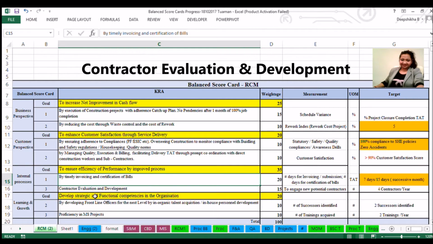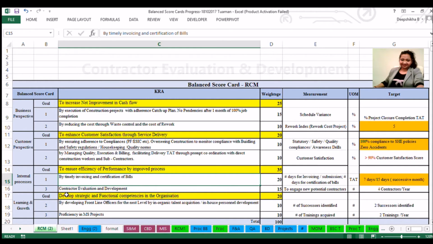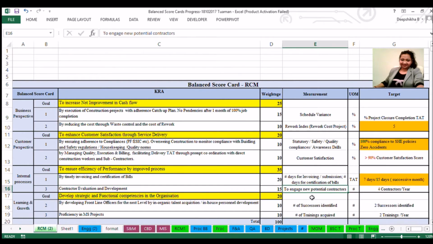The second one could be contractor evaluation and development, whereupon there are problems in the sites with the contractors, the ability of the contractors, or engaging a new potential contractor. We can take that as a measurement, and the target would be 4 contractors per year. So we can divide this target into 2 contractors in the first half of the year and 2 contractors in the second half of the year. It could be either principal contractors or subcontractors like your labor contractors. If you're not developing new contractors, you can work with existing contractors and enhance their skills.